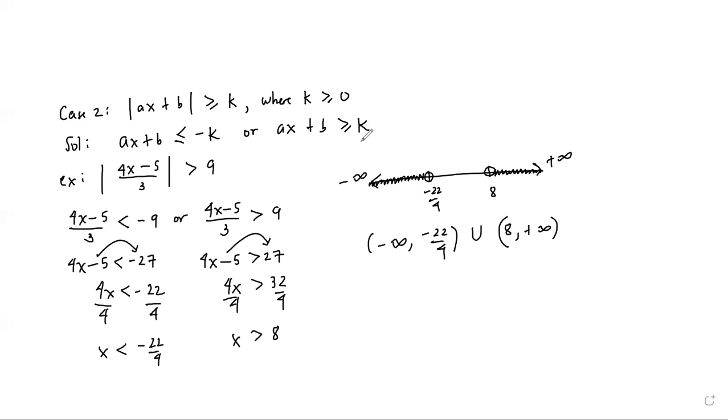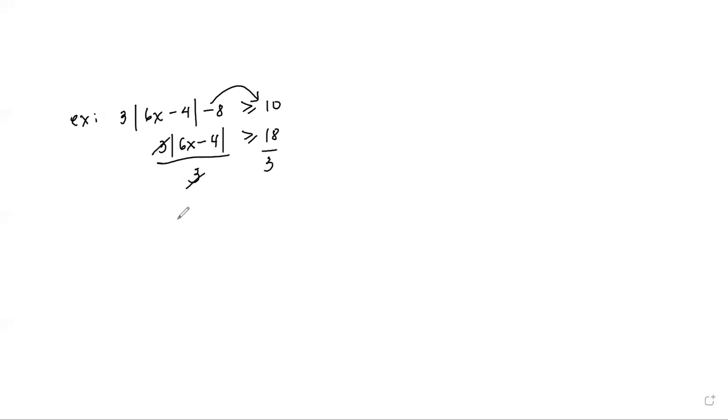Now for our second example, for case number 2, let's consider 3 times the absolute value of 6x − 4, minus 8, is greater than or equal to 10. So first we shall transpose negative 8. So we write this as 3 times the absolute value of 6x − 4 is greater than or equal to 10 plus 8, which is 18. And then we divide both sides by 3. So we have the absolute value of 6x − 4 is greater than or equal to 18 divided by 3, which is 6.